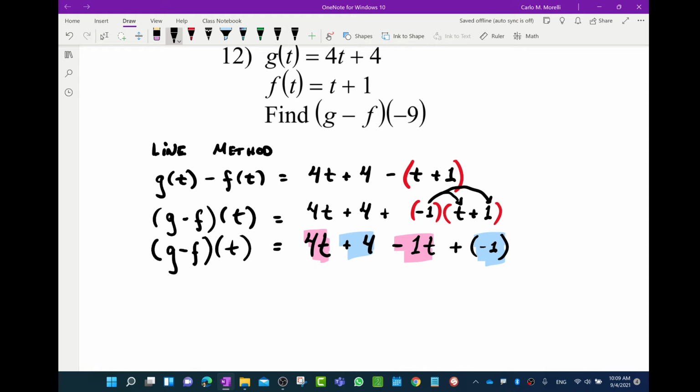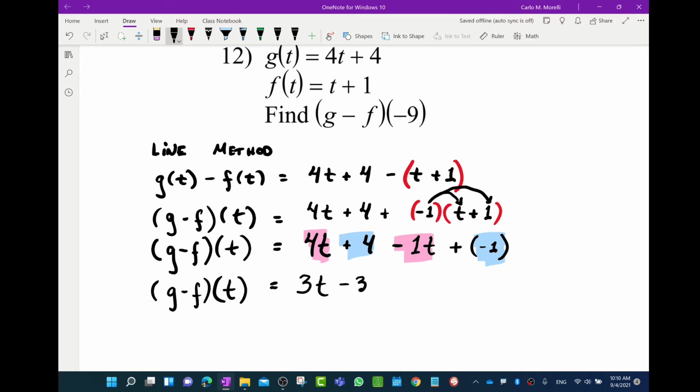So let's now combine the like terms. We have g minus f of t equals, now let's do the pinks, 4t minus 1t is 3t. And then 4 plus -1 is 4 minus 1, and that's -3. Okay?